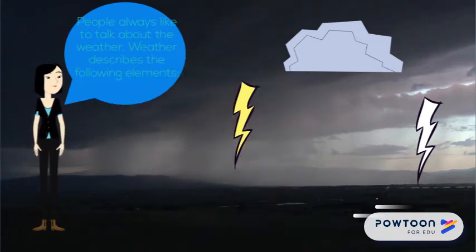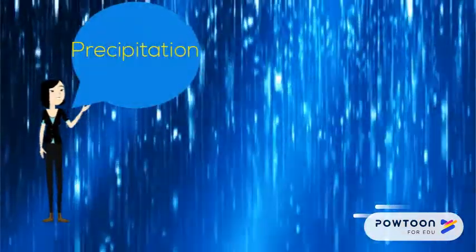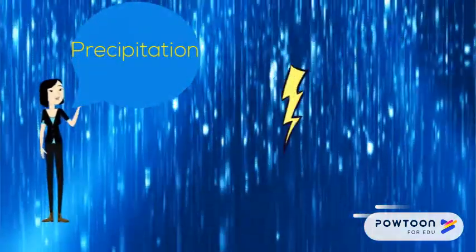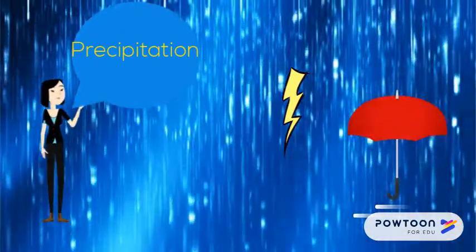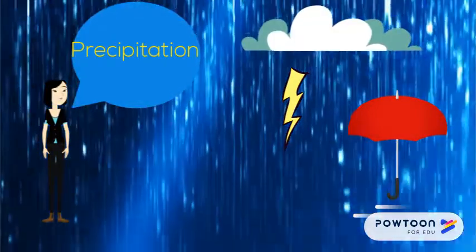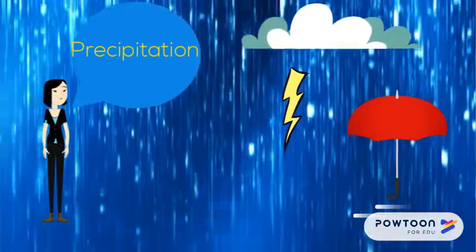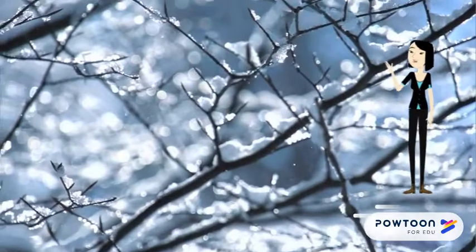We can use the following words to describe the weather: hot, cold, warm, cool, wet, dry, sunny, rainy, cloudy, as well as windy. Now let's look at precipitation. Wizards, precipitation is when moisture from the air reaches the surface of the earth. Precipitation can be liquid water like rain, or it can be frozen water like hail or snow.